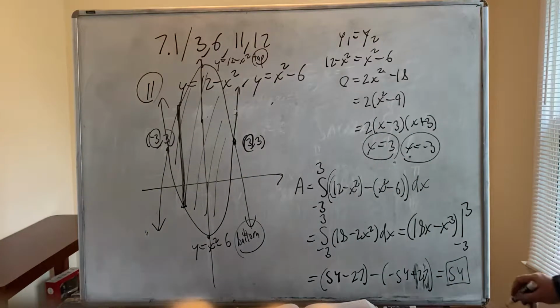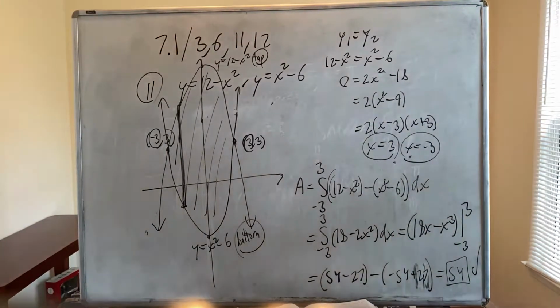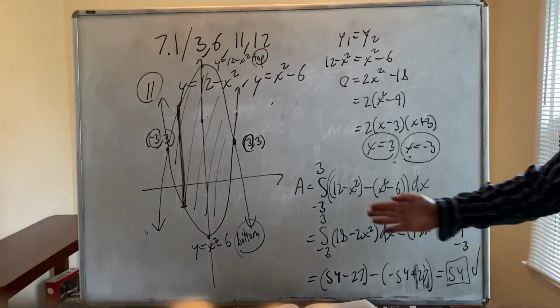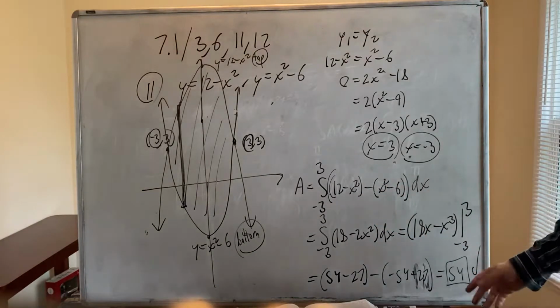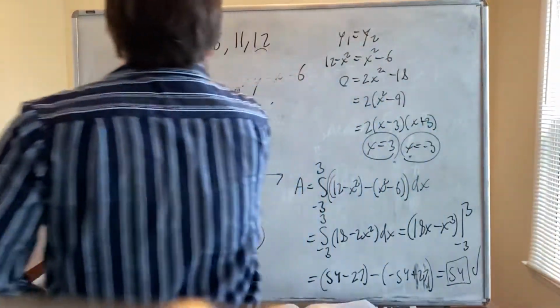Okay, and so that's the answer. The answer is 54. The area is 54. Okay, so just write it like that. Don't write it like that. Okay, so that's 54 for number 12 for area.